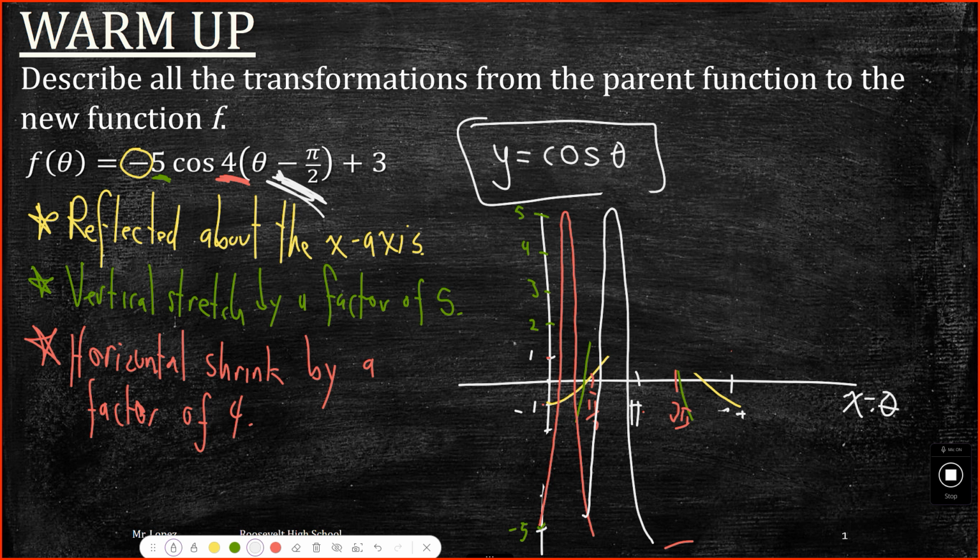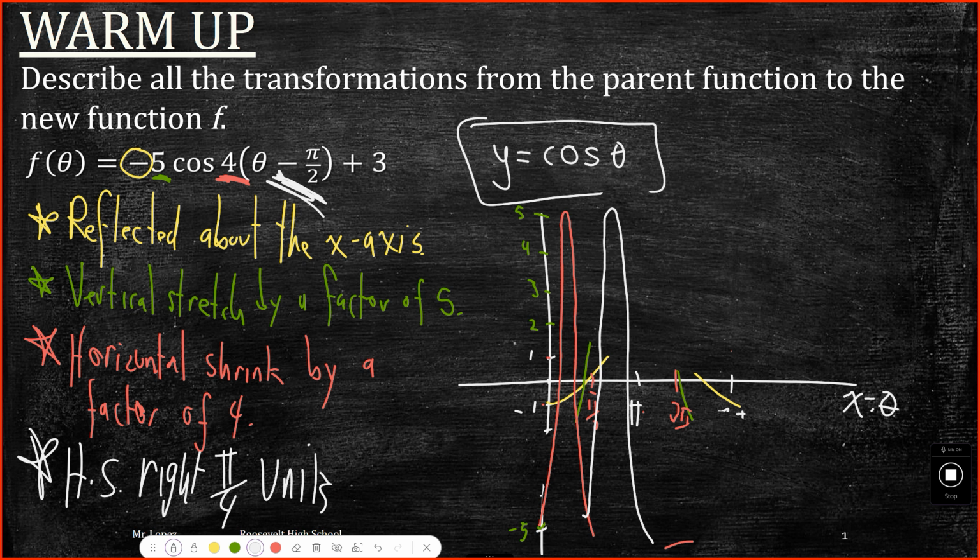All right, so let's see. Let me erase it already. All right, so now it became this one. Horizontal shift, HS, right, pi by 4 units. And finally, what was the last one? Who's the last one?